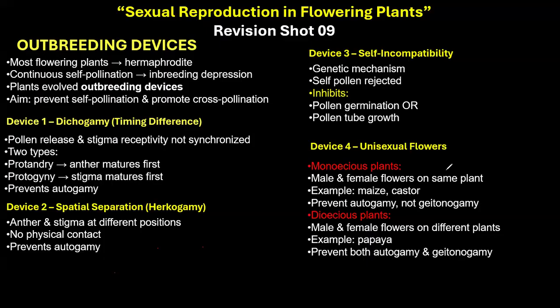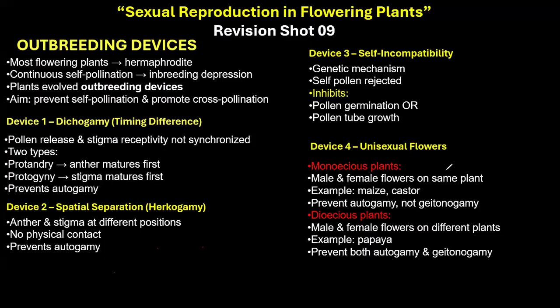This is revision short 9 for sexual reproduction in flowering plants. We'll be talking about an important topic today, which has been asked many times in CBSE. Competency-based questions mainly come on this topic, outbreeding devices.